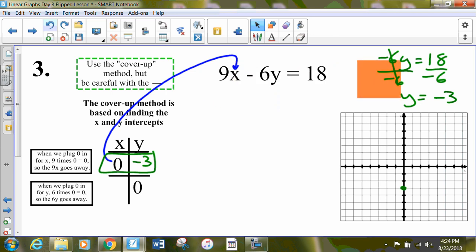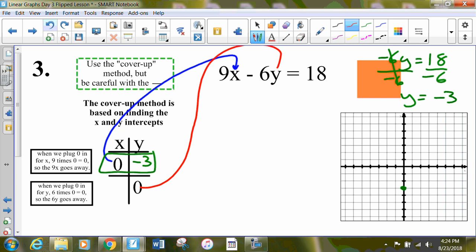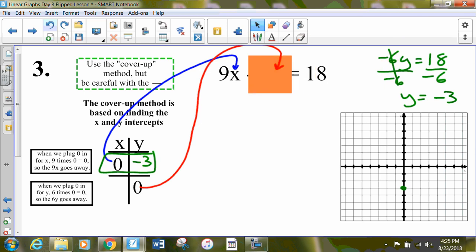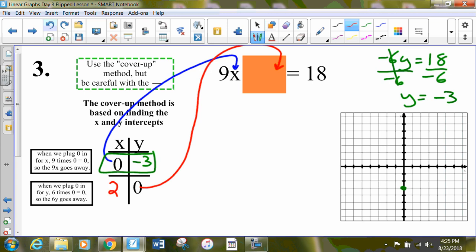Now I'm going to find the x-intercept. So that means I'm going to take 0 and plug it in for y. And if I do that, negative 6 times 0 is 0. It's gone. And all I have left is 9x equals 18. 9 times what gives me 18? 9 times 2. Formal way would be like this.